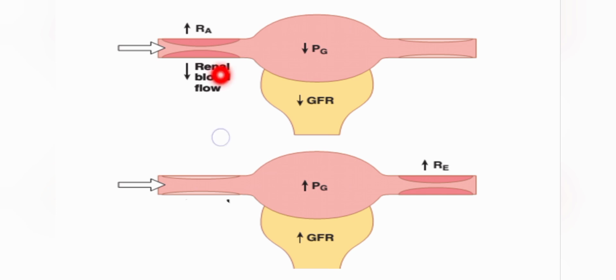Now here this is the afferent arteriole and this is the resistance of the afferent arteriole. When certain vasoconstrictors act on this afferent arteriole, vasoconstrictors like endothelin, they increase the resistance of the afferent arteriole as you can see here, and they decrease the renal blood flow. When renal blood flow is decreased, glomerular capillary hydrostatic pressure is decreased, and because this is the only force which is favoring the formation of GFR, when this is decreased, GFR is also decreased.